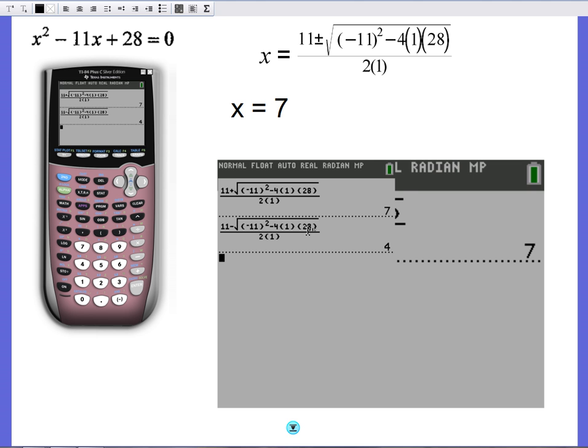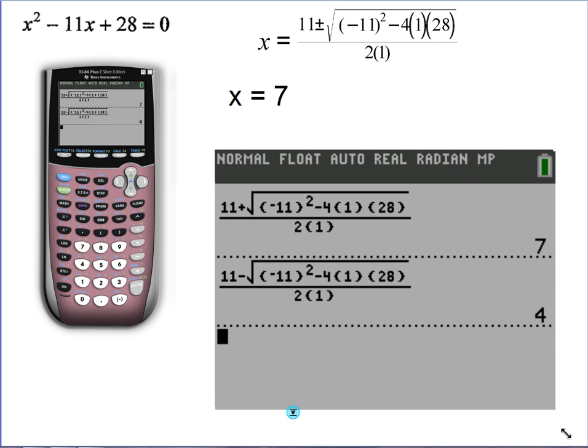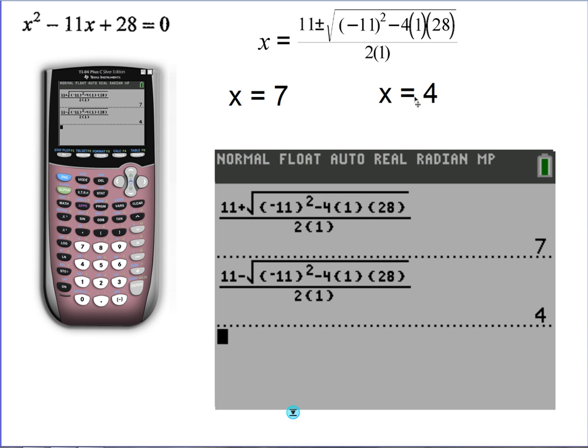Let me blow that up big for you. Okay, so I didn't have to retype all that. I hit second, enter, and just went back and changed that minus sign. And I got my second root, my second answer, which is x equals 4. Very cool. Again, you can only do this if the directions say you're allowed to answer as a decimal.